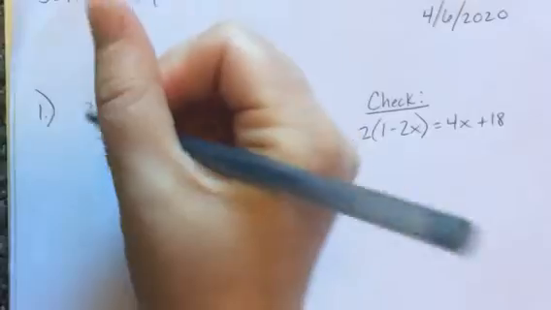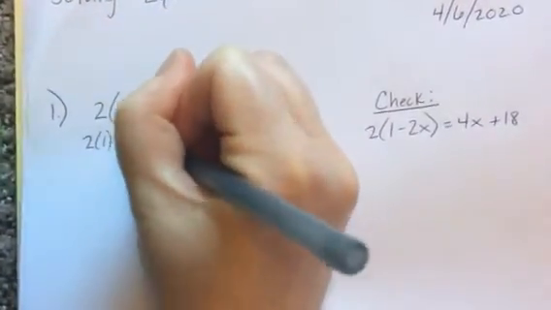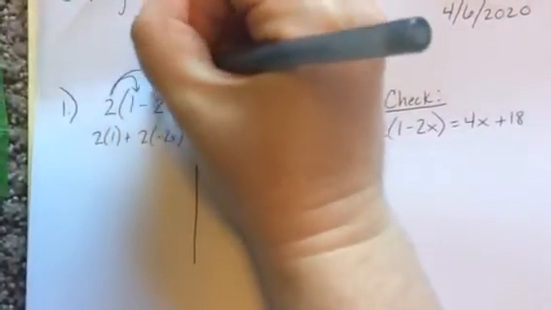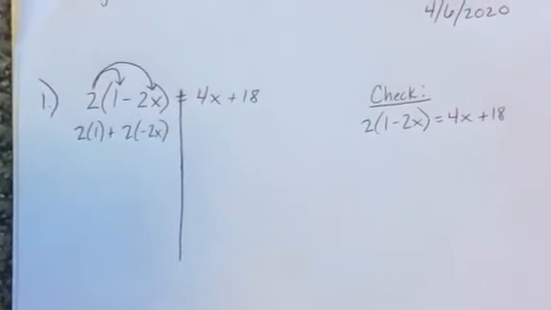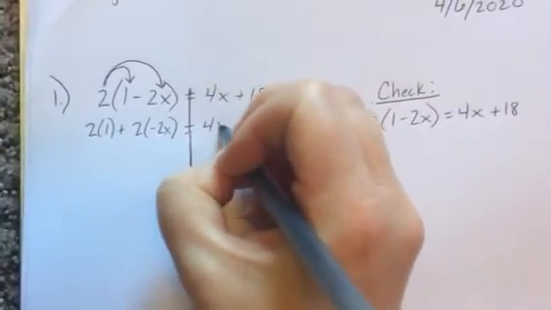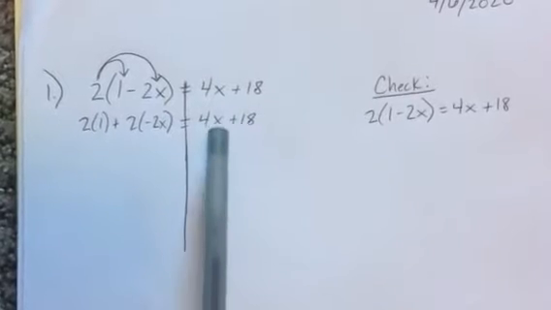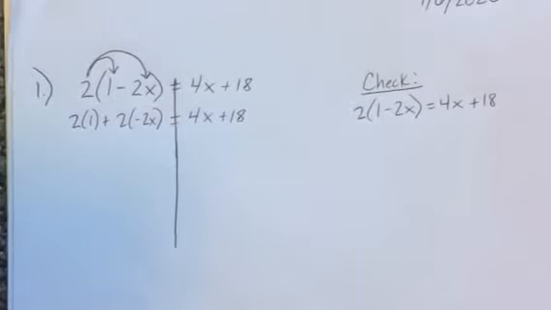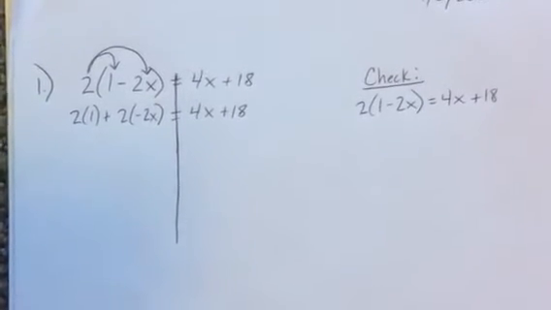So what I'm going to do is 2 times 1 plus 2 times negative 2x. So everything inside the parentheses, each term, is multiplied by that 2. So I'm going to finish out each piece. Before I do that, I'm going to write this 4x plus 18 equals 4x plus 18. This side I don't have to do anything with because I have one x term and one constant. I don't have anything that I have to distribute. So I'm just going to keep bringing it down until this side is completely simplified.